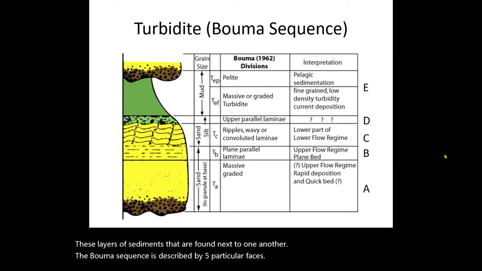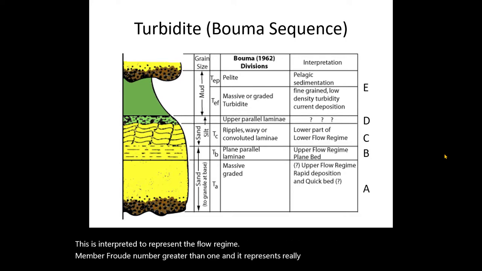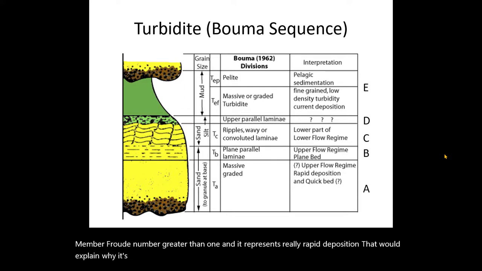The first facies, the A facies, is made of structureless or graded, normally graded with the coarsest material at the bottom and fining upward. This is interpreted to represent the upper flow regime. Remember, Froude number greater than 1, and it represents really rapid deposition. That would explain why it's massive. There was no time for Stokes' law to allow for the settling of the largest particles first. If it settles a little bit more slowly, then we might get that normal grading that's seen in some turbidite sequences.